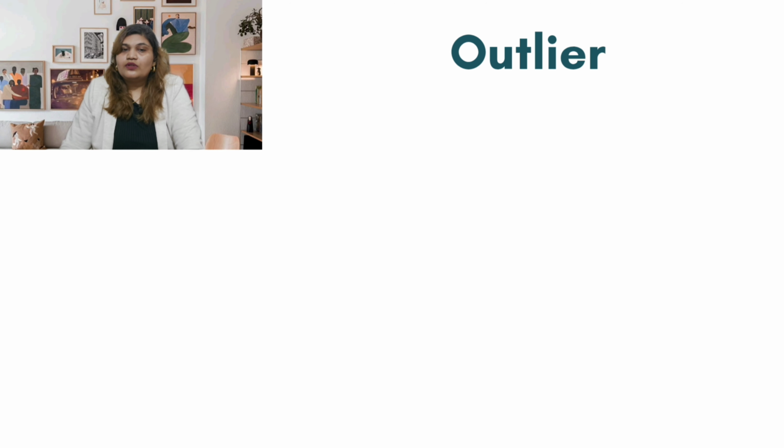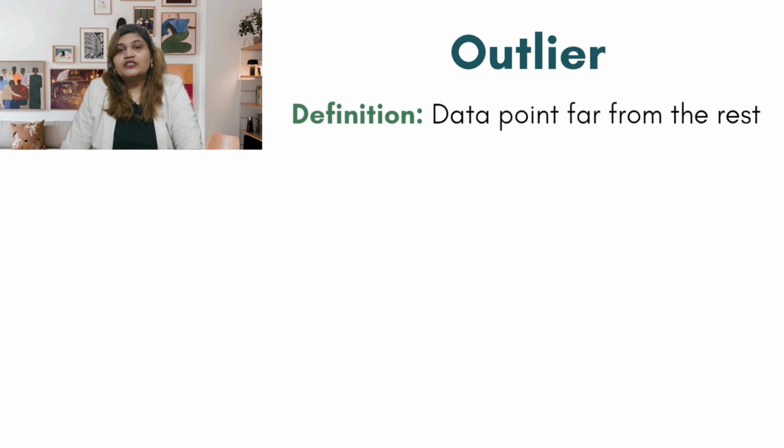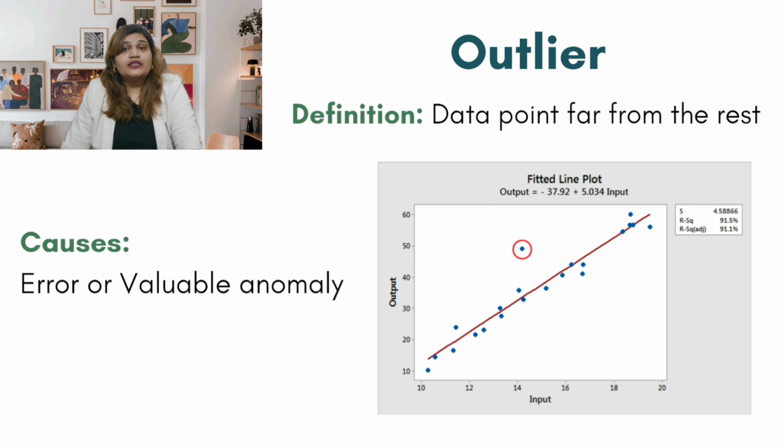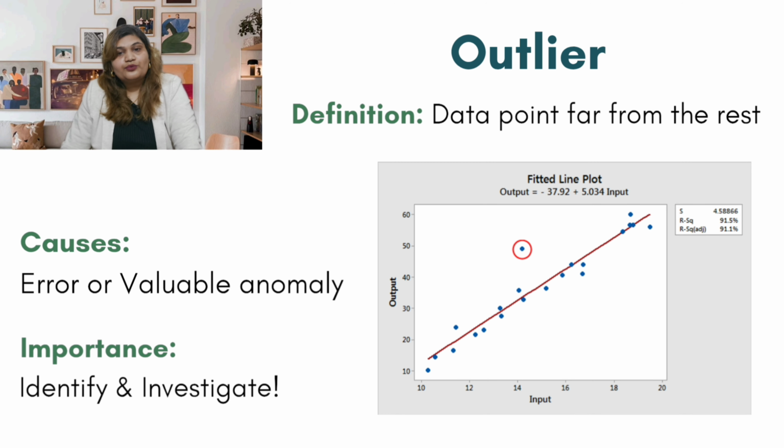Outliers. An outlier is a data point that differs significantly from others. It could be an error, or it might reveal something interesting, like an unusually high sale or a data entry issue. Understanding outliers helps improve data quality and model accuracy.